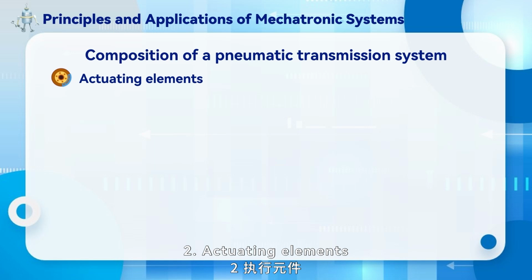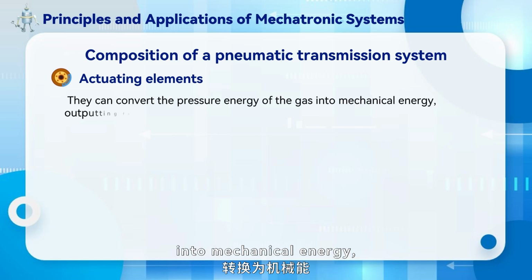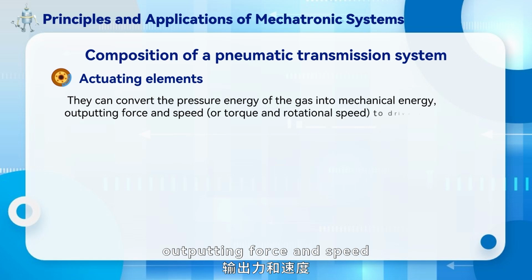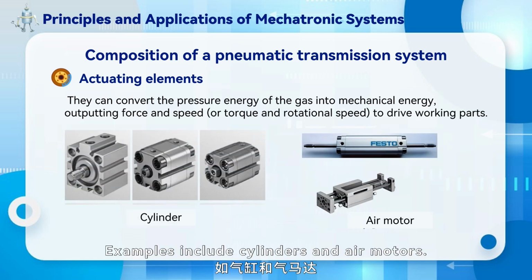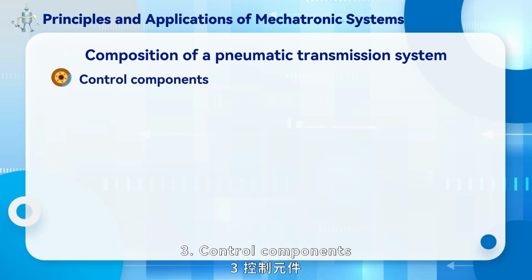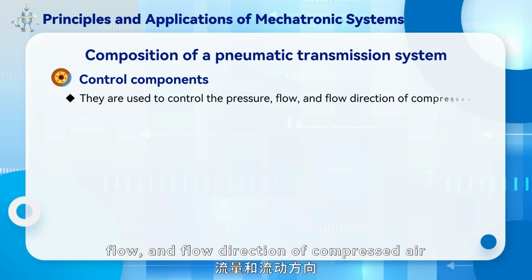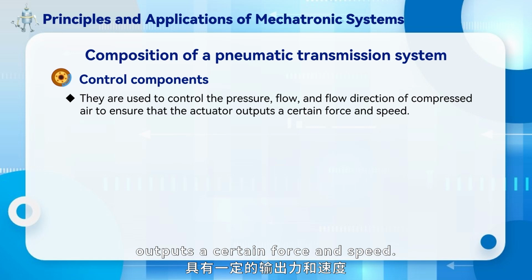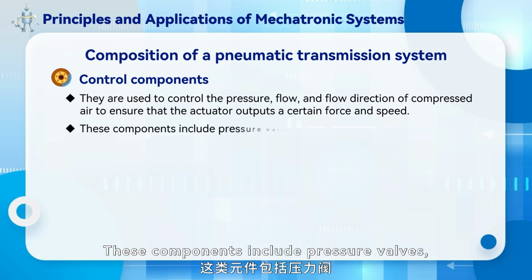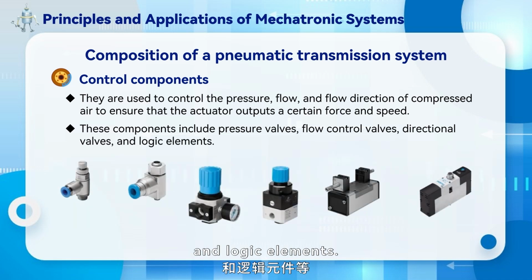2. Actuating elements. They can convert the pressure energy of the gas into mechanical energy, outputting force and speed, or torque and rotational speed, to drive working parts. Examples include cylinders and air motors. 3. Control components. They are used to control the pressure, flow, and flow direction of compressed air to ensure that the actuator outputs a certain force and speed. These components include pressure valves, flow control valves, directional valves, and logic elements.